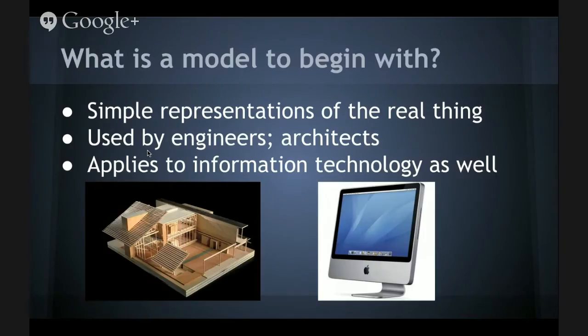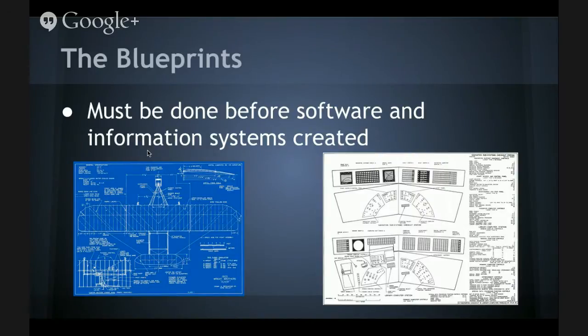But before we get into the details of that, what exactly is a model to begin with? Models are essentially simple representations of the real thing. For example, as an architect or a builder uses models of a house or a building to guide their way into constructing a structure, so do engineers and computer programmers use data models of a software information system to produce their new product. They're essentially blueprints for the programmers and engineers.